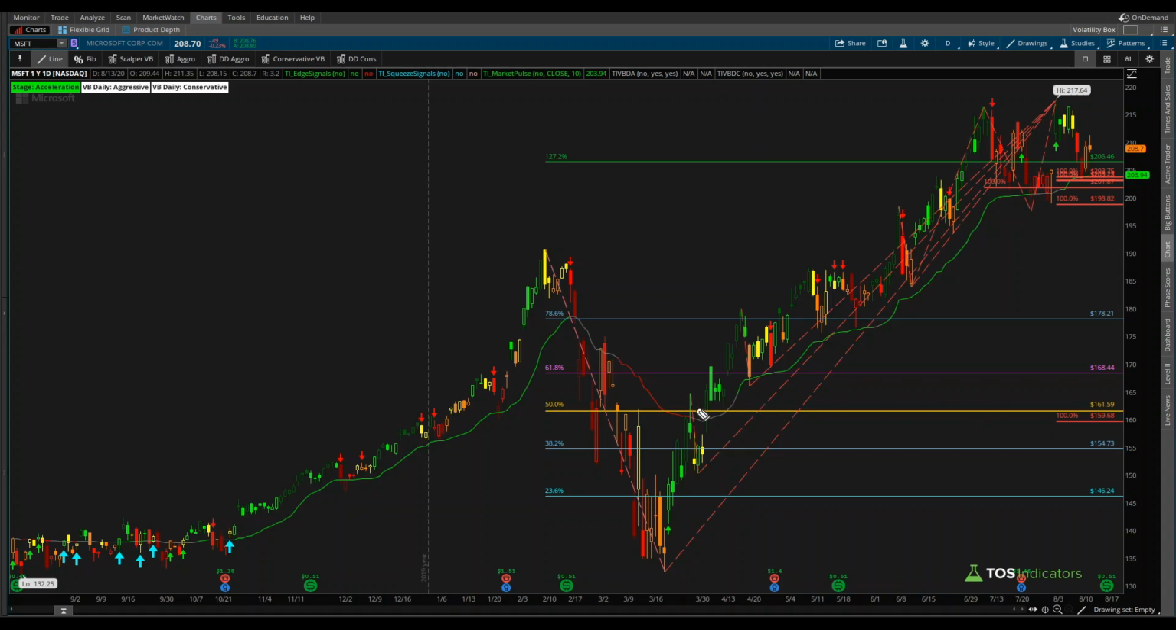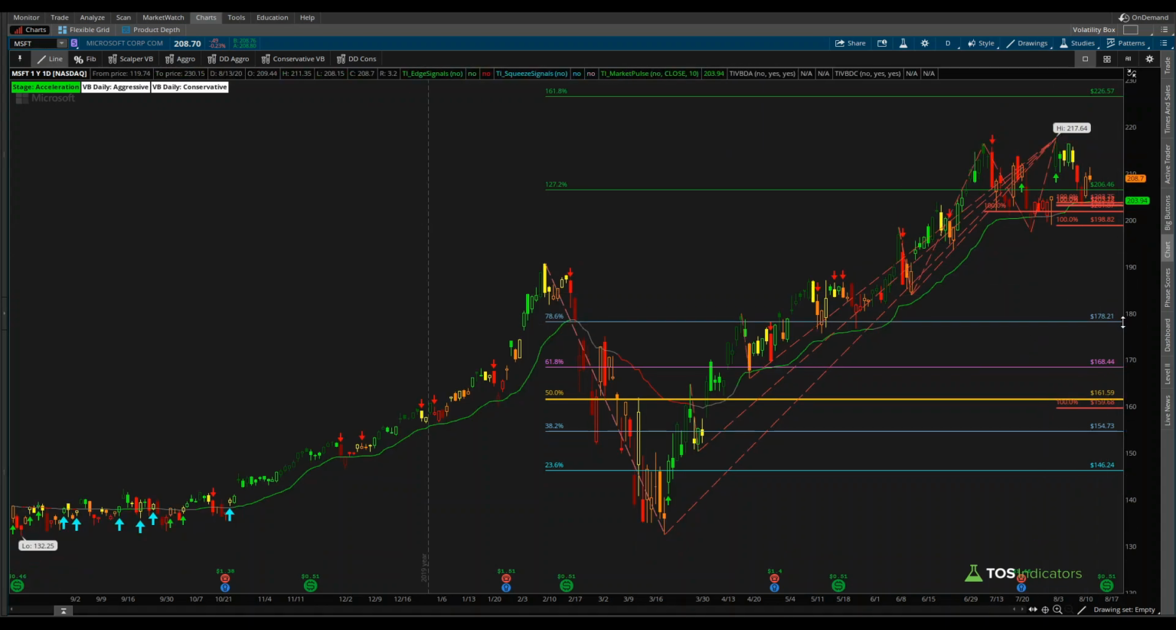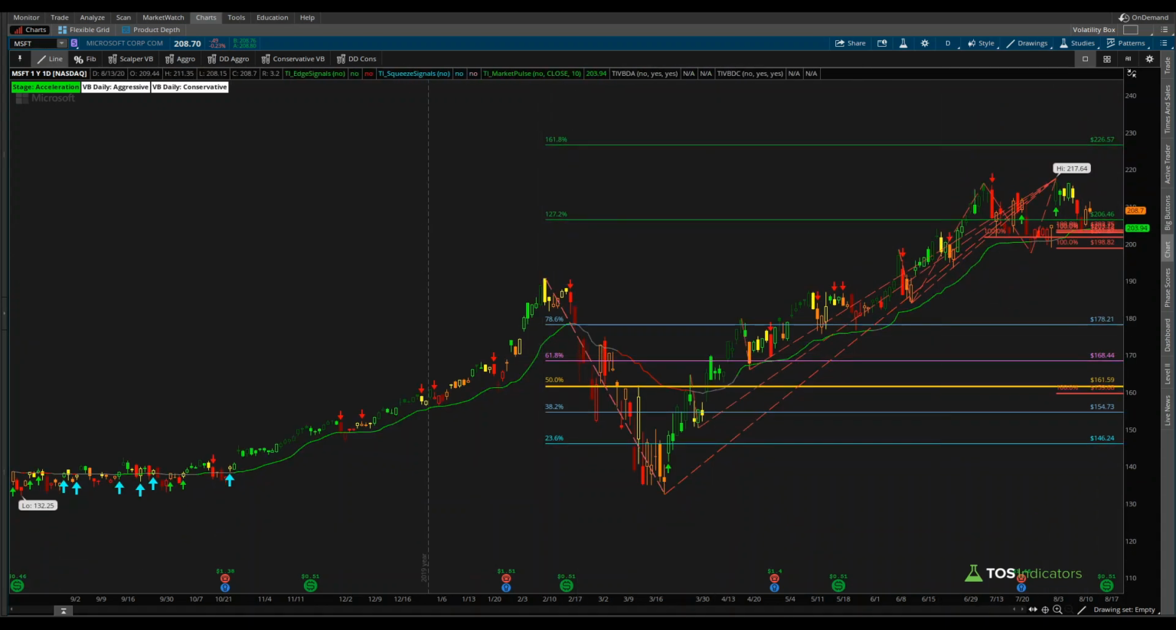So starting with Microsoft, we've been looking at Microsoft almost this entire move up, but let's start first with a broad level view and then we'll dive a little bit deeper into some of these fib levels. So starting off with the broad level view, using our swing high to swing low, we've currently made the 1272.